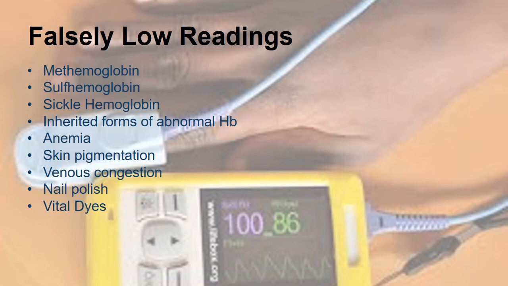As we mentioned the falsely high or normal readings, now we also have to mention falsely low readings. I mentioned methemoglobin and sulfhemoglobin in falsely high or normal readings, and now I am mentioning them here as well. I will tell you why in the next slides. Other things are sickle hemoglobin, inherited forms of abnormal hemoglobin, anemia, skin pigmentation, venous congestion, or nail polish, especially blue, black, or purple colors. And the other thing is vital dyes. These are all the things which are going to give you a falsely low reading.